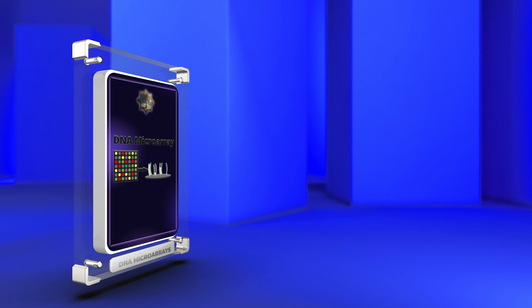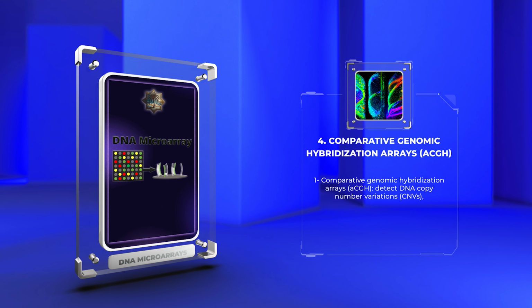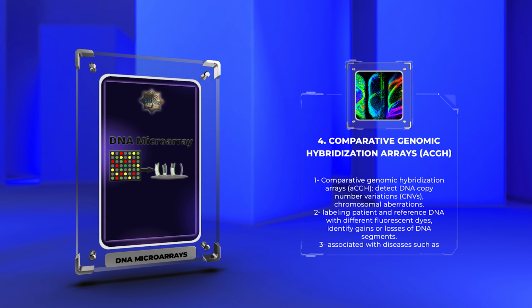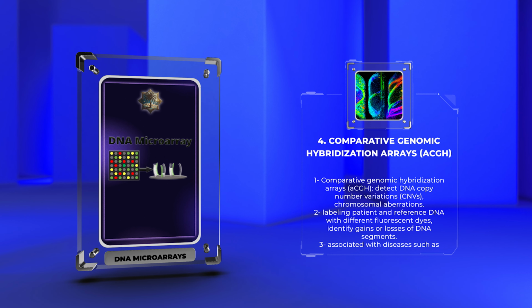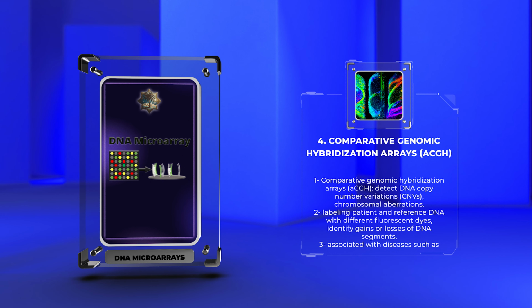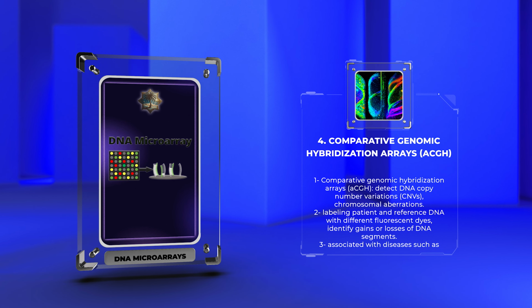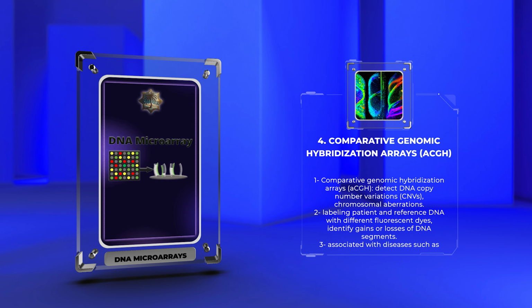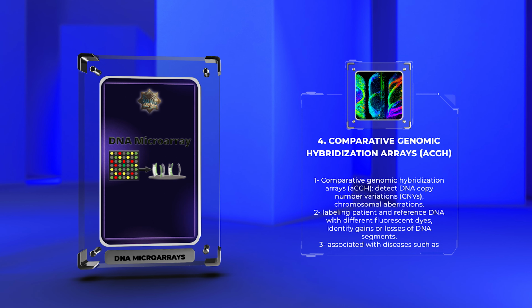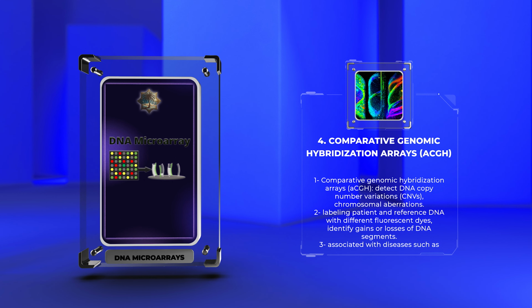Comparative genomic hybridization arrays, also known as array CGH, are used to detect DNA copy number variations, CNVs, and chromosomal aberrations. By labeling patient and reference DNA with different fluorescent dyes and hybridizing them onto microarrays, we can identify gains or losses of DNA segments associated with diseases such as cancer and developmental disorders.